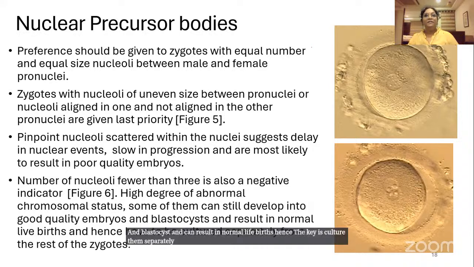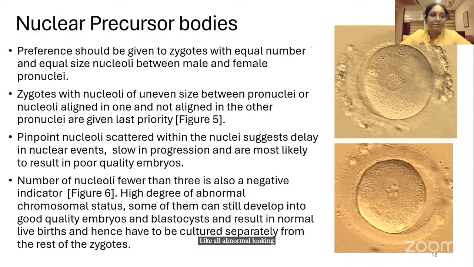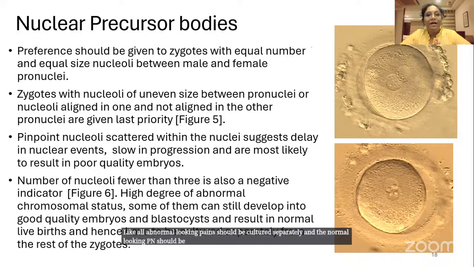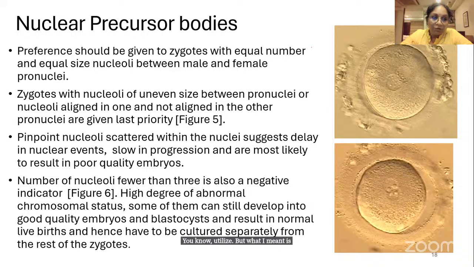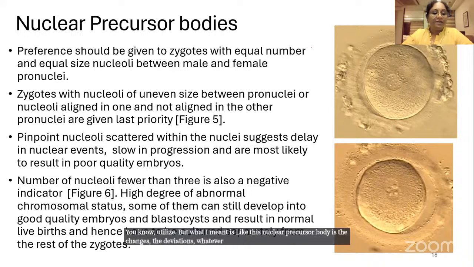I always insist in my lab that segregation should happen at the PN check stage itself. All abnormal looking PN should be cultured separately, and the normal looking PNs should be cultured separately. And when I say abnormal, I mean these minor things. For something like 3PN, definitely you will not utilize. But what I meant is these nuclear precursor bodies, the changes, the deviations, whatever you see, you culture them separately.